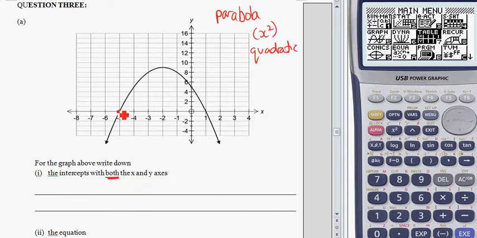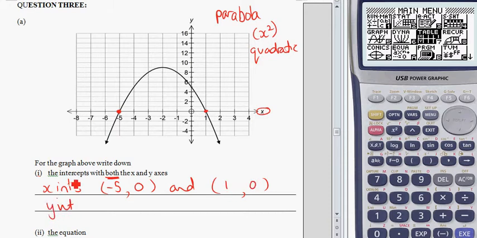So let's start with the x intercepts. Here's the x-axis. This is where the graph intercepts the x-axis. Now we need to make sure someone knows what we're talking about. There are two of them, and they need coordinates. So here is one of them. That's the point -5, 0, and that's the point 1, 0.